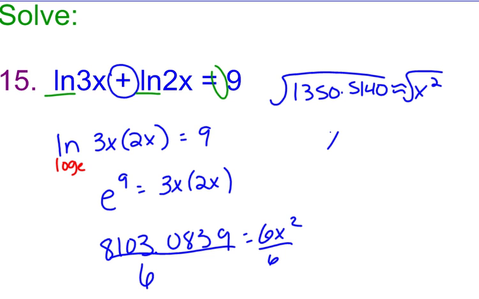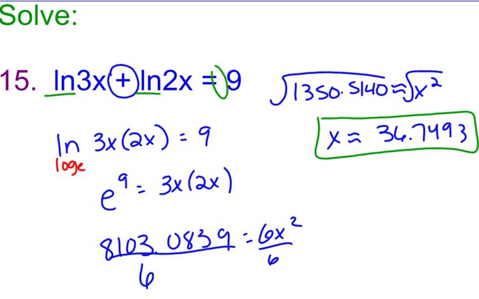And I get x to be approximately 36.7493. I would get a plus or minus here, but remember we can't have a negative log. So I'm not going to write plus or minus, I'm just going to give the positive value so I can keep that positive log there.